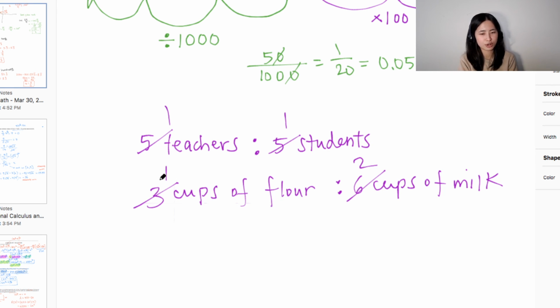So in that case, if you're using 3 cups of flour for every 6 cups of milk, and you're trying to bake a smaller cake, let's say you need 1 cup of flour, you would just need 2 cups of milk. Does that make sense? Yeah, so that's basically the whole point of using ratios.